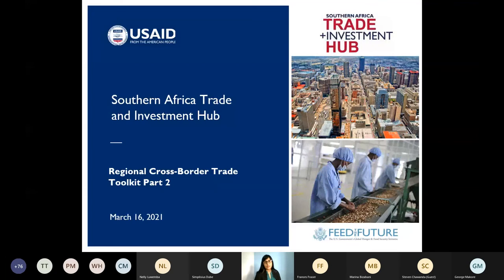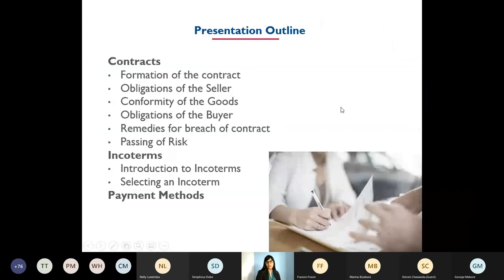So today what we'll be looking at is contract, the formation of the contract, obligations of the seller, conformity of the goods, obligations of the buyer, remedies for breach of contract, and passing of risk. Thereafter, we'll look at Incoterms and we'll do an introduction to Incoterms, how to select an Incoterm, and the different payment methods.